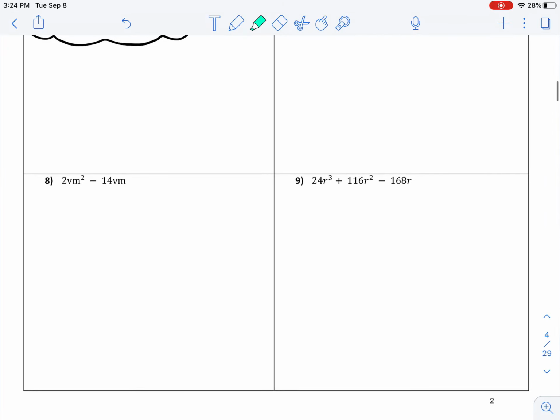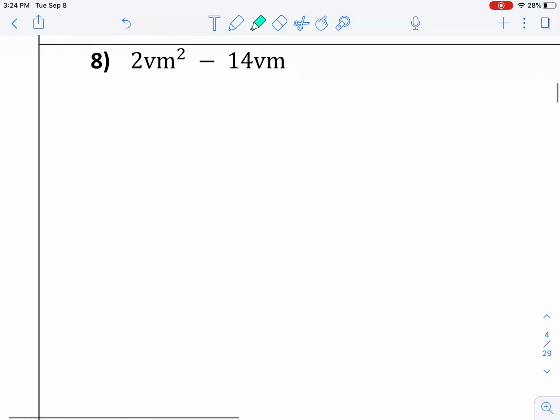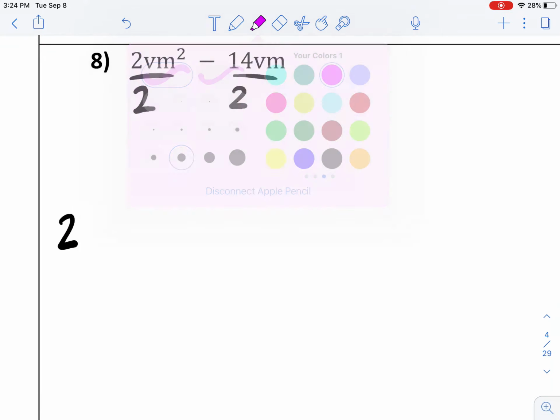Okay, 2 more questions. Number 8 has 2 different letters. Your terms all have to have a letter in order for that letter to go into the GCF. So looking at our numbers here, we know that 2 goes into 2 and 14, so we know that our GCF is going to have a 2.